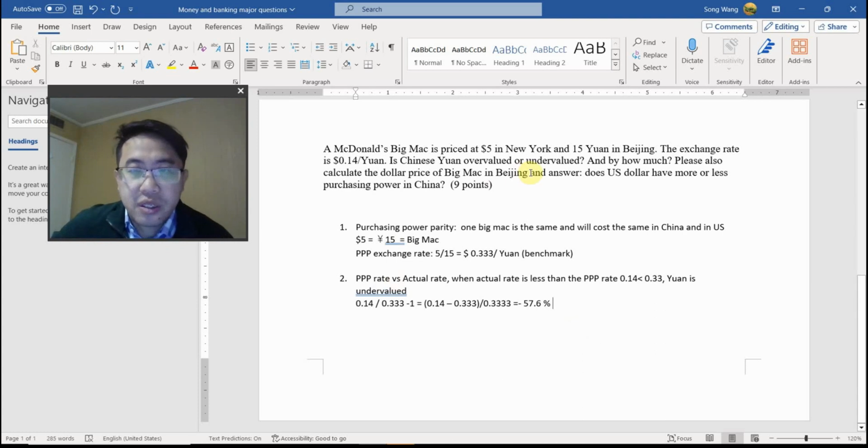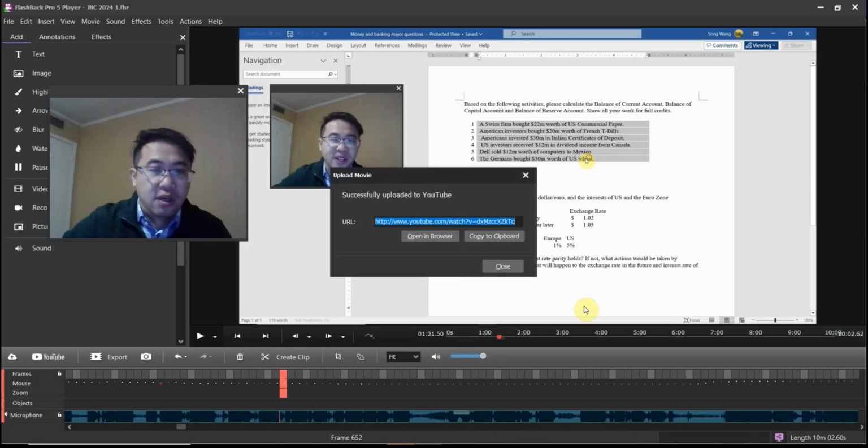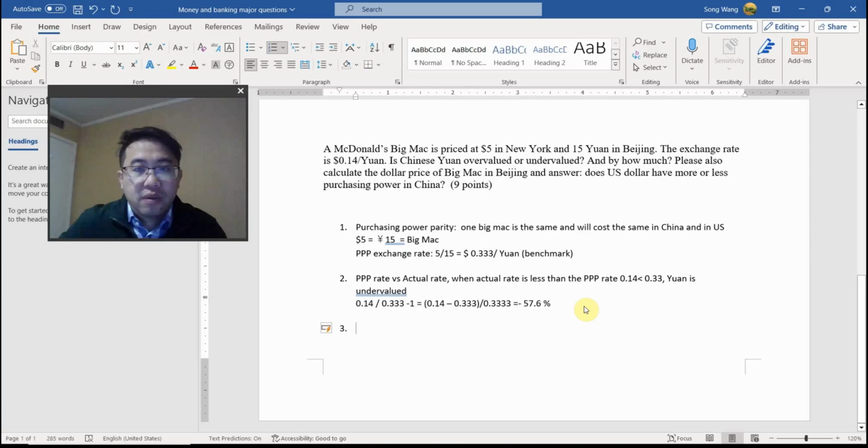The next question here is, please calculate the dollar price of a Big Mac. So that's easy to do. So let's say as American, you spend $5 in the U.S. to buy a hamburger. As you go to China, you're gonna spend 15 yuan. Okay. And how much is that in US dollar?